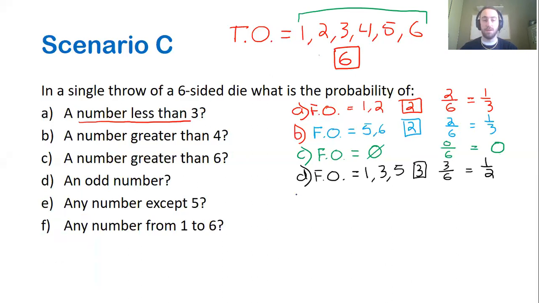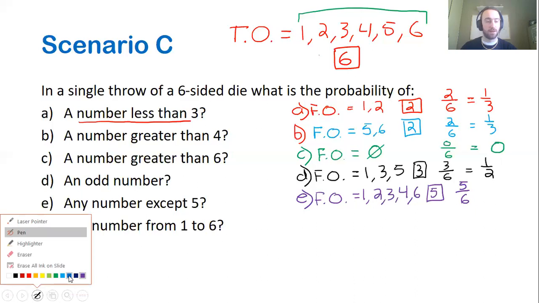And question E is asking for any number except for 5. So no problem. We're just going to write out our favorable outcomes. Any number except for 5: 1, 2, 3, 4, and 6 are all favorable to this question. So we have 5 favorable outcomes, giving us a probability that we will roll any number except for 5 to be 5 over 6.